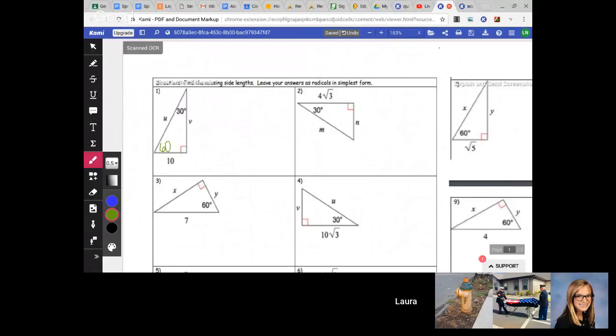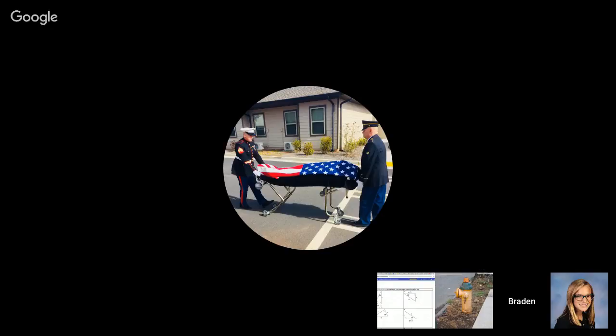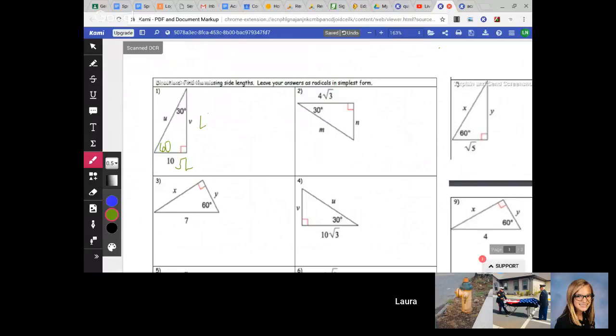This 10, what side of the triangle is that? The base or the short leg. Short leg. What is V? It's a long leg. And U is? Hypotenuse. I was telling Bryson, make sure that you get that straight, which side is which before you start, so that you'll know which little shortcut to use.